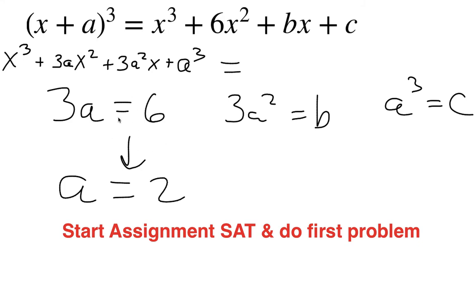And then moving from there, if you really just wanted to find a, then you could divide both sides by 3 and get a equals 2, and then use that information to find b and to find c. So that's what I have to say about identities.